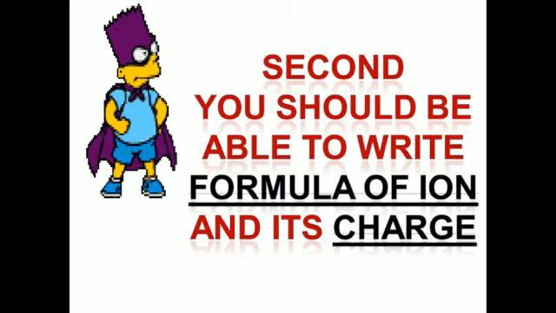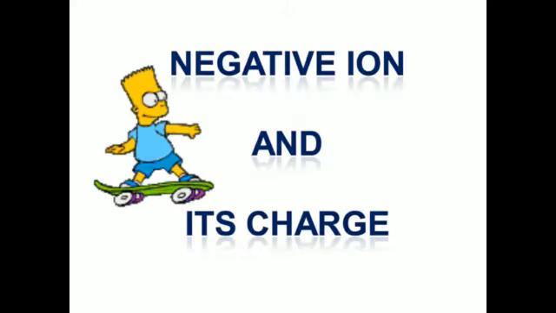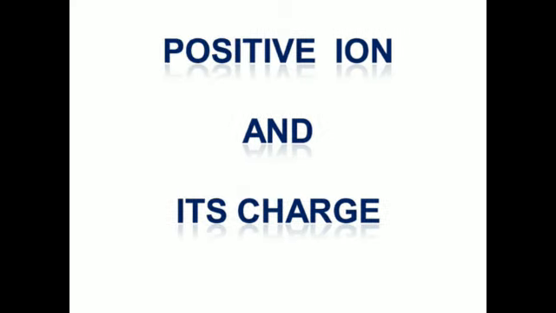Second, you should be able to write the formula of an ion and its charge. There is a table in your textbook on which the ionic presentation is also given. They are also tabulated. Please learn them because the symbols are not the only tool required to write the formula. You need to know the charges present on those units. Then the negative ion and its charge, the positive ion and its charge.